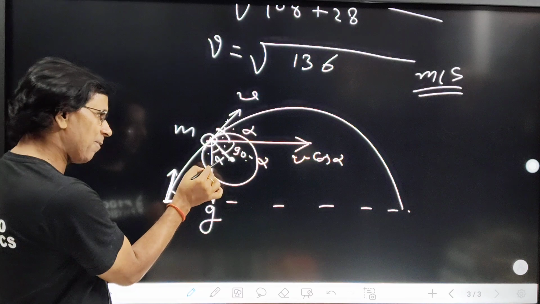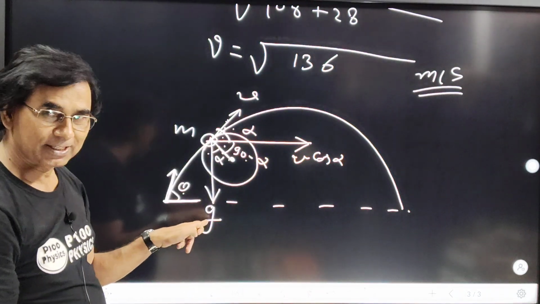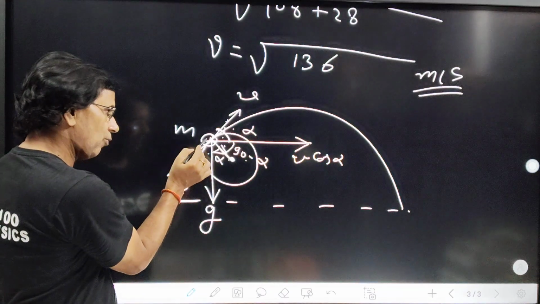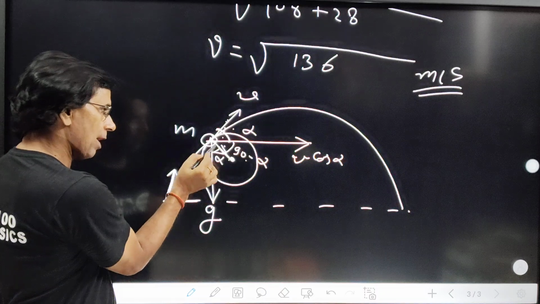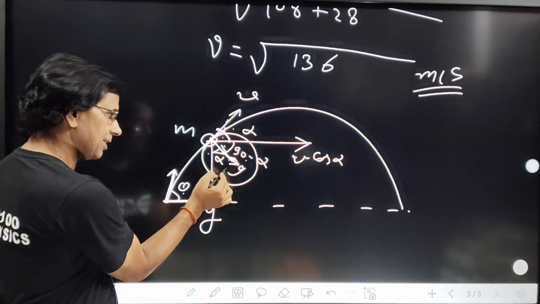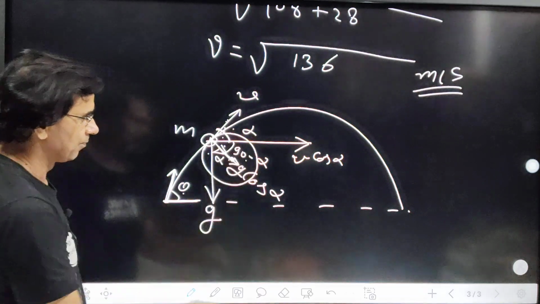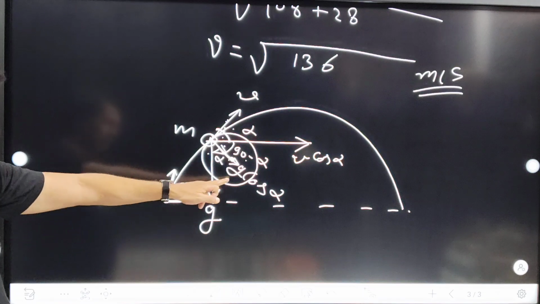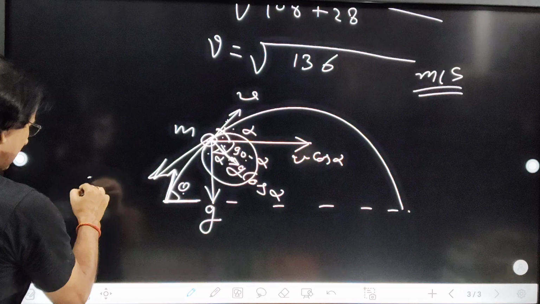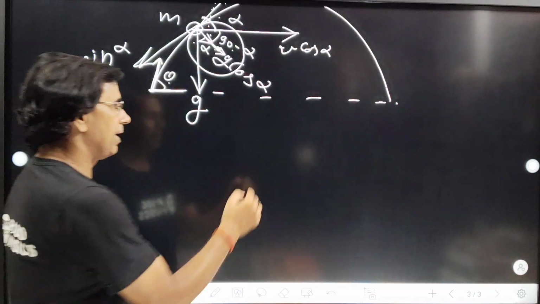Since this is the vertical acceleration g here, you have to find the acceleration at this point. What is the acceleration at this point? This is g cos alpha. So this is the value of g cos alpha, and here it will be g sin alpha. Therefore, what is your required answer?